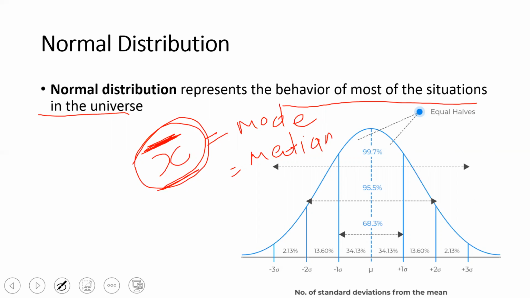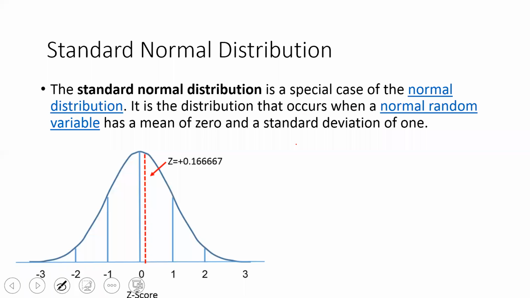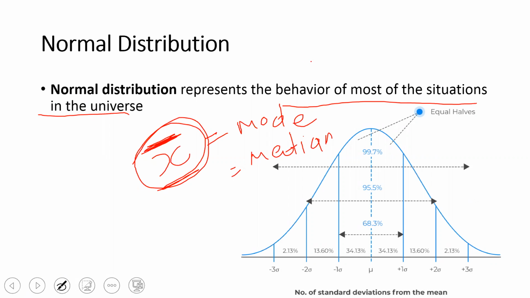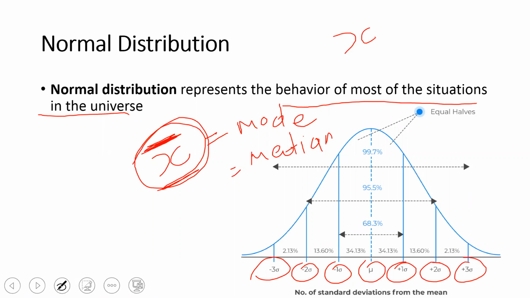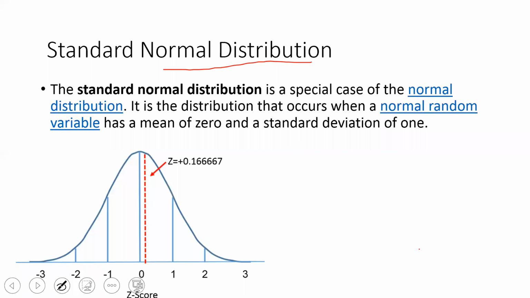This normal distribution will not have any bias, that means it will be neither right skewed nor left skewed. And what is standard normal distribution? If we normalize all the values of x using the z-score formula, x minus mu upon sigma, for every value of x, then I'll get my standard normal distribution.